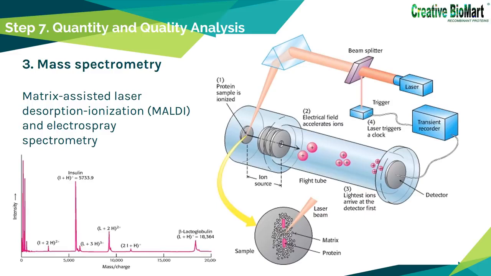Finally, mass spectrometry could determine the target protein mass more precisely. These methods are called matrix-assisted laser desorption ionization and electrospray ionization mass spectrometry. Using these methods, we could learn more about our target protein.